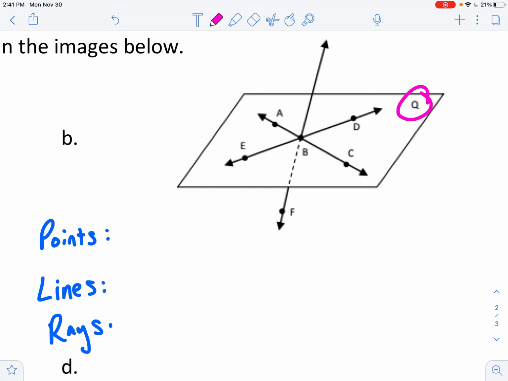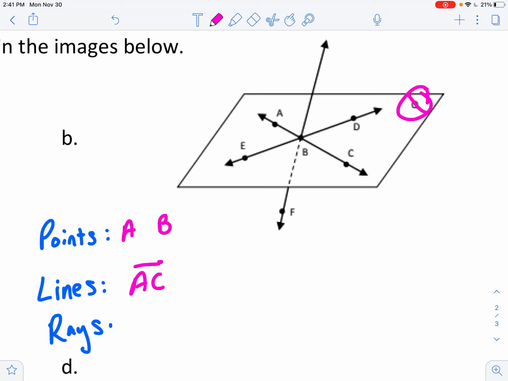So all of these are points except for Q. Q is not a point. So I could say A and E, or I could say B and F, or I could say D and B. It really doesn't matter. I'm just going to go with A, B. It's the easiest one. Lines, I have several lines here.